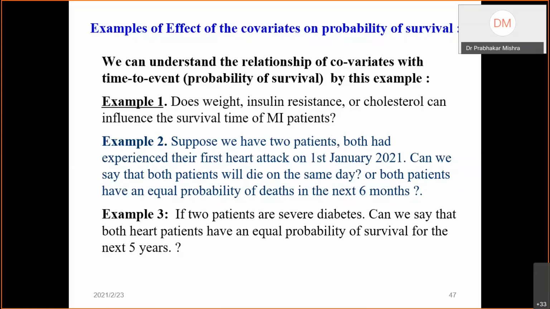If two patients have severe diabetes, can we say that both heart patients have equal probability of survival for the next 5 years? Even if both are severely diabetic, both are of a similar age group, and everything is the same, even similar treatment, because there are some known or unknown factors, the survival probability varies from patient to patient.